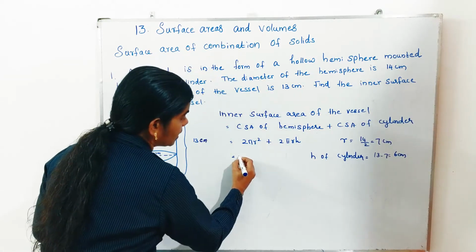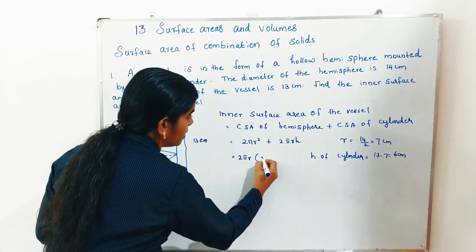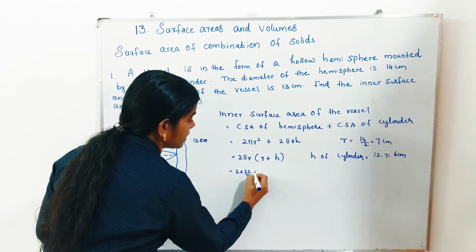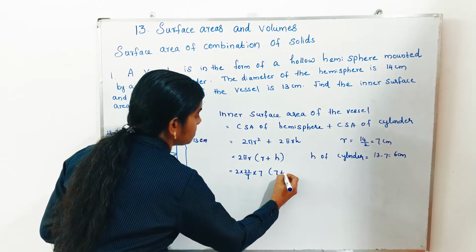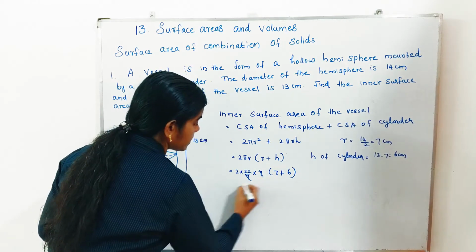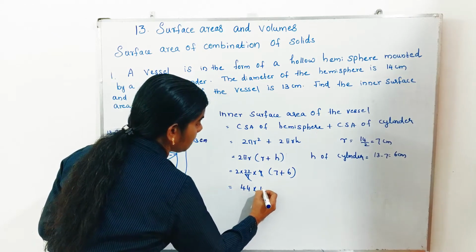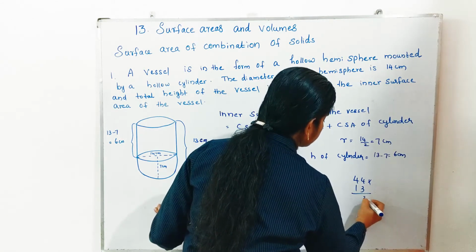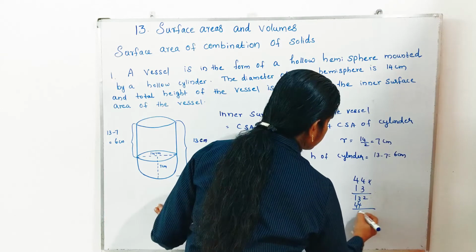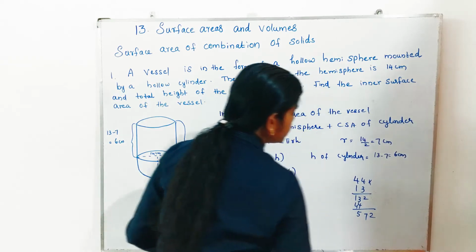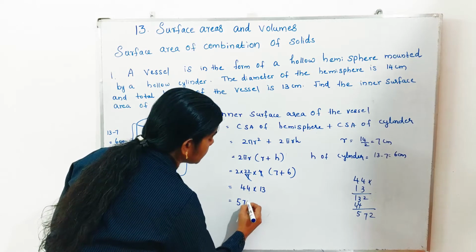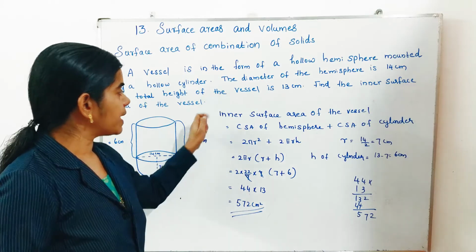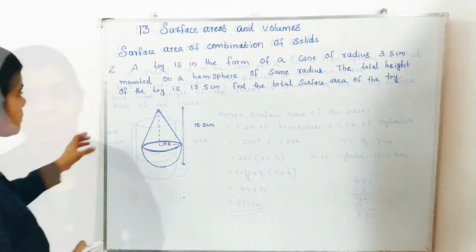Then substitute the values. Here 2 pi r will be common. Then r plus h, that is 2 into 22 by 7 into 7 plus 6. 7 and 7 we can cancel. 44 into 13, that is 572. 572 centimeter square will be the total surface area, or inner surface area, of this vessel.